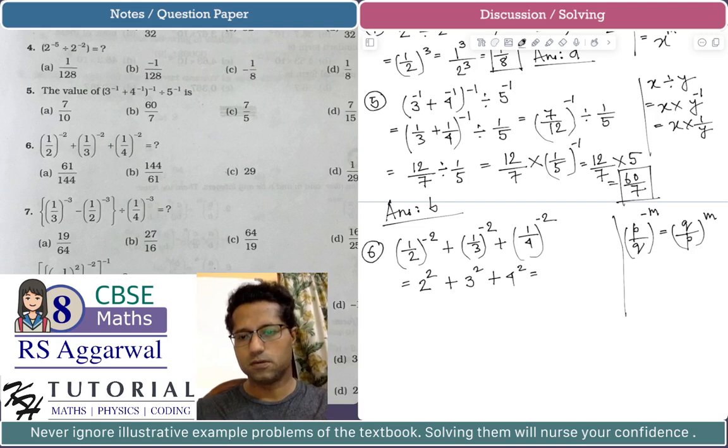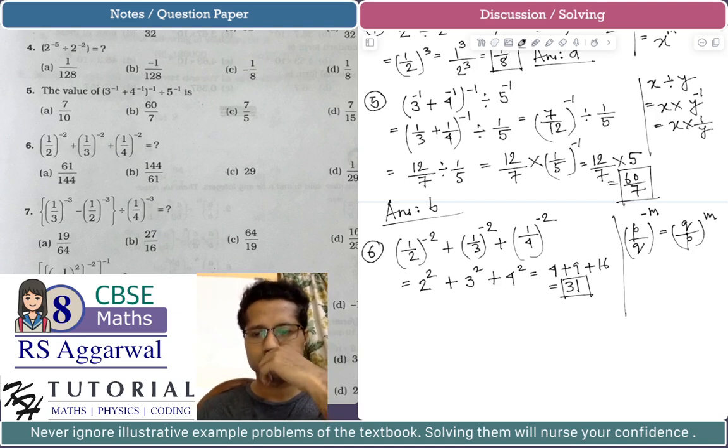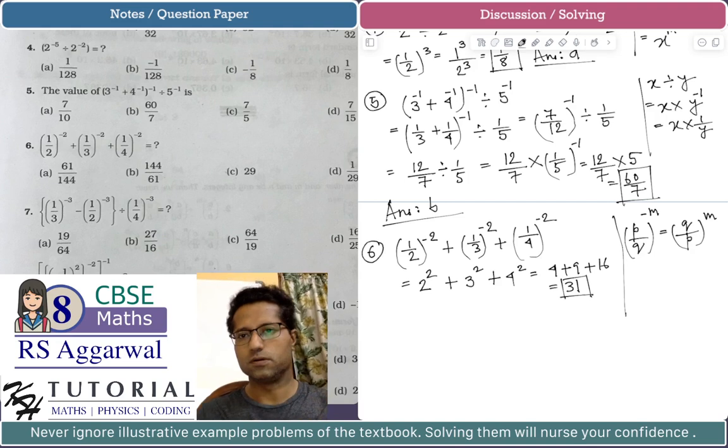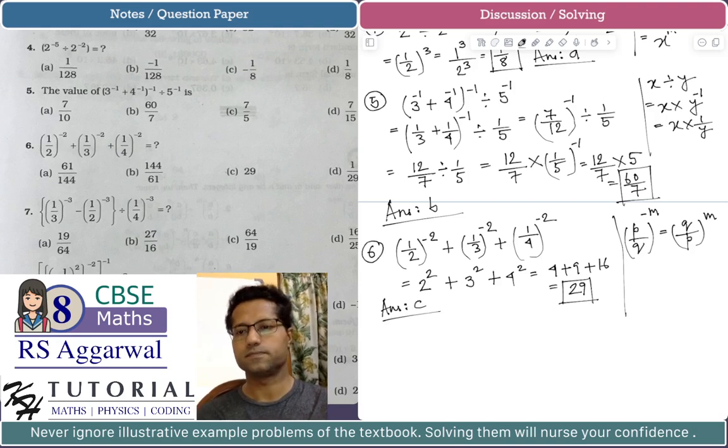So this is 4 plus 9 plus 16, and this is equal to 31. No, sorry, how much is this? 29. So this is equal to 29. Therefore, the correct choice is C. C is the correct choice.